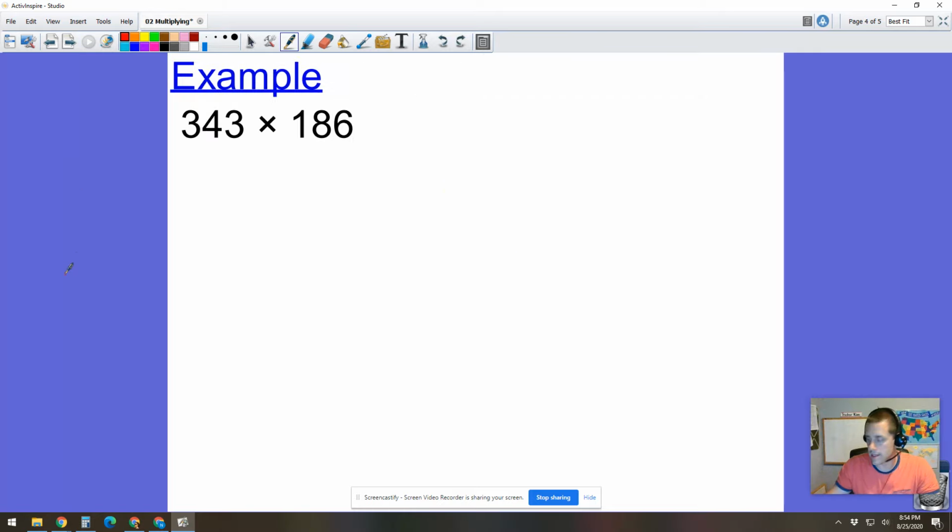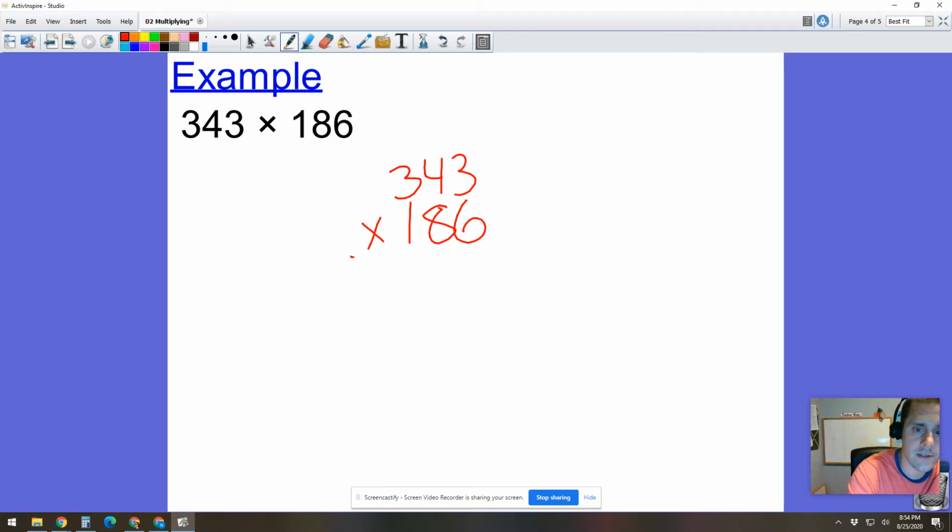All right, let's do one more example together. This time a 3-digit number times a 3-digit number, 343 times 186. Please copy the problem down. Let's work it out together. I'm going to start with the 343 times 186.